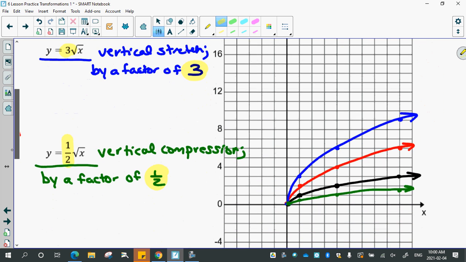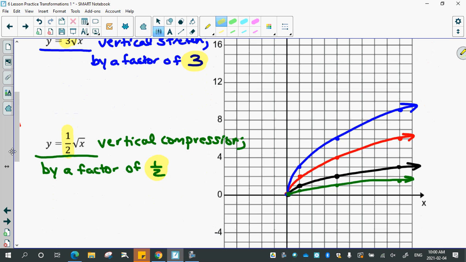Just make sure you know the difference between when to use the word stretch, you're making them bigger, and when to use the word compression. Okay?